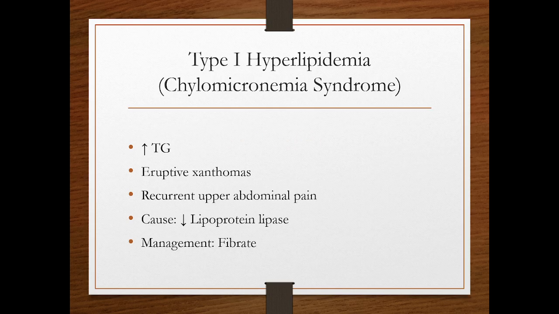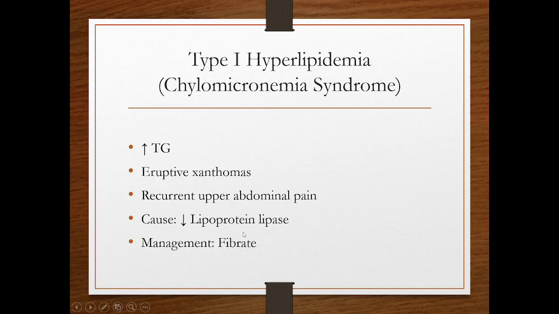At first, the first type is type 1 hyperlipidemia. Another name is chylomicronemia syndrome. Here we get the TG, triglyceride, increased. We get eruptive xanthoma. We will see the picture of eruptive xanthoma in a while. In the history, they will say they are having recurrent upper abdominal pain. Sometimes they will also say that a familial history of abdominal pain is also present. The cause is decreased lipoprotein lipase.